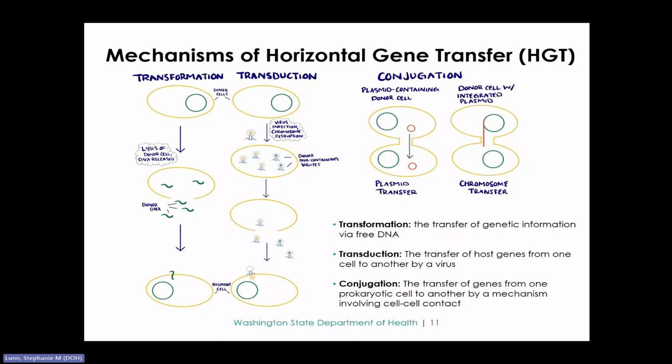And during transduction, bacteria can pick up new genes by accident. And then the third mechanism is conjugation, which is the transfer of genes from one prokaryotic cell to another by a mechanism involving cell-to-cell contact.